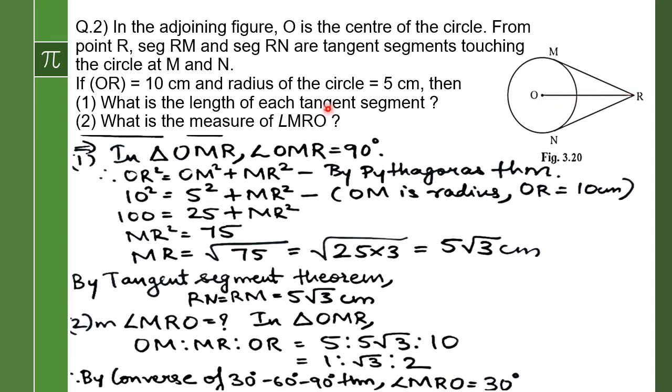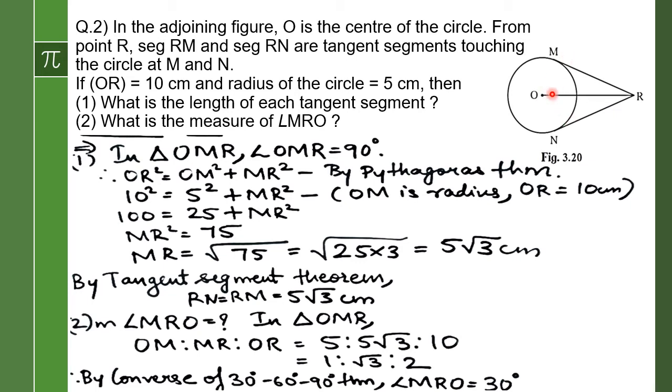Okay, now the radius of the circle is 5 centimeters. Then we need to find the length of each tangent segment. That means we need to find the length of MR and the length of NR. Also we need to find the measure of angle MRO. Okay, so these are the first two parts. There is one more part to the question that we will discuss in the next slide. So here we need to make two constructions.